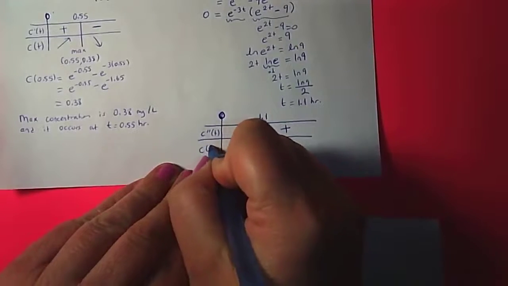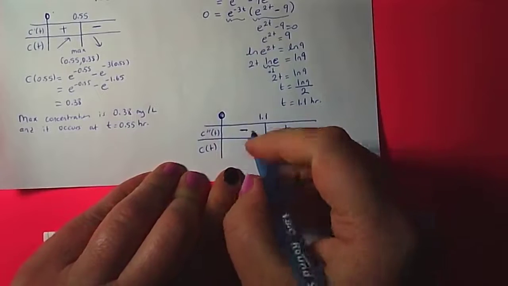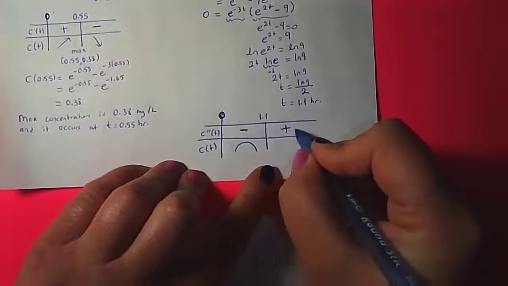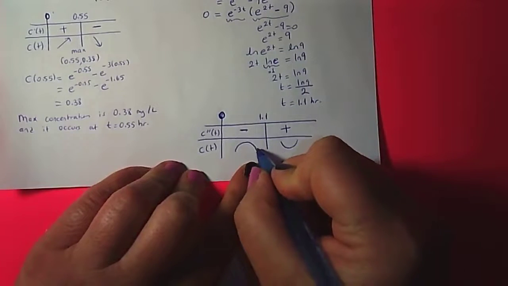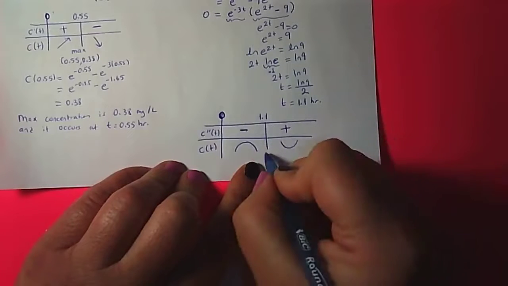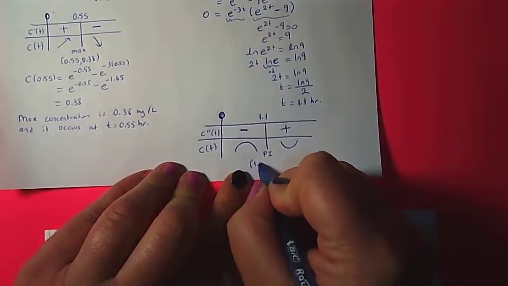Based on that, we can check the concavity of the original function. Where the second derivative is negative, the function is concave down. Here, the second derivative is positive, so the function is concave up. So concavity is changing at 1.1. Therefore, we have a point of inflection at 1.1.